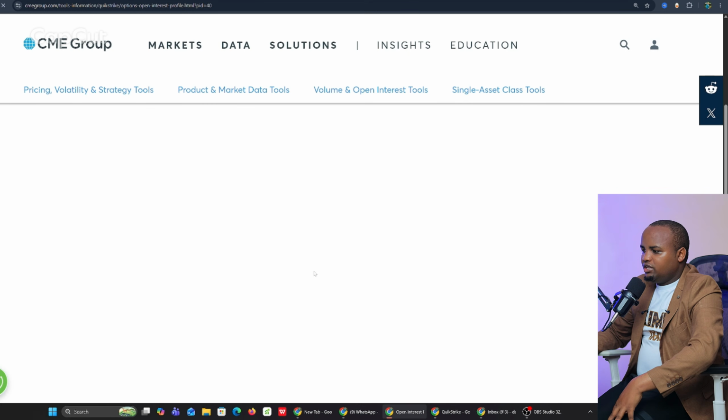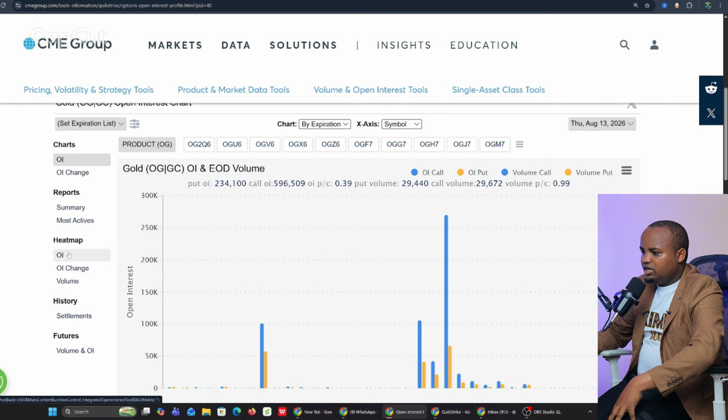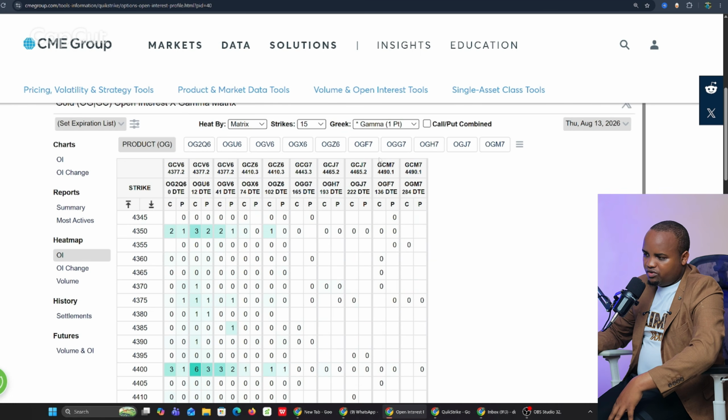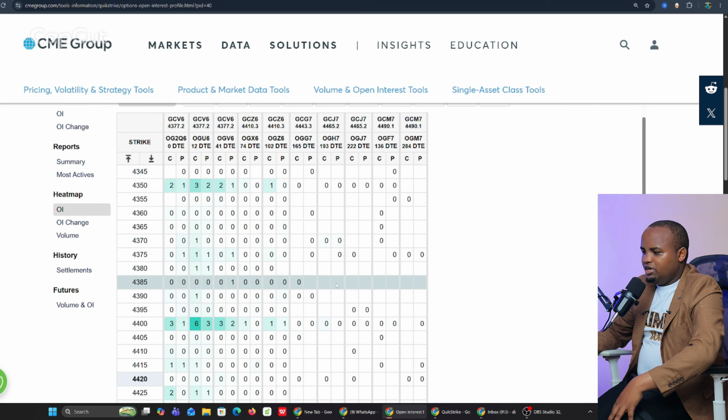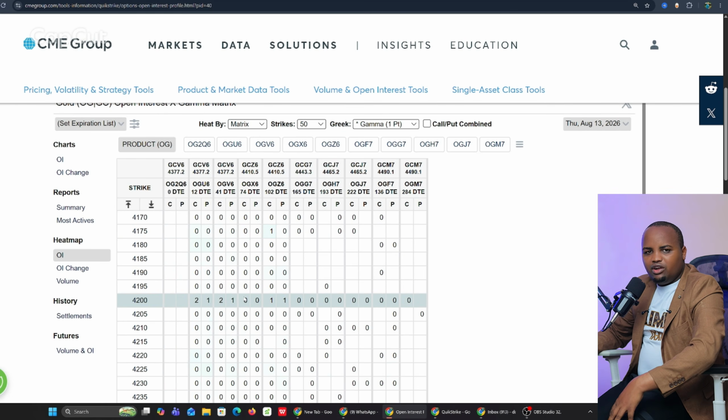Okay, and then after that, make sure that it will take you to this page. Then all you just have to do now is click heat maps and click OI change, right? And then move to where we have matrix, this is shown by, and click matrix. And then around this area here where it says none, click that and select gamma 1 point. All right, then it will take you to this page. If you really want to see the page behind and all that, increase the number of strikes to even 50 so that you can have long distance.